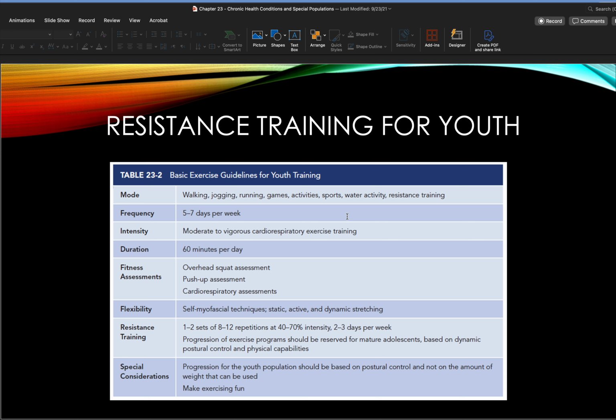But that's part of that process, is that we have to know that they can just function and move slightly different. Resistance training purposes, 1 to 2 sets, 8 to 12 reps at 40 to 70% intensity, 2 to 3 days per week. That's very generic. Again, it's going to be very individualized, but again, for test taking purposes, this is the piece of information that you want to know.